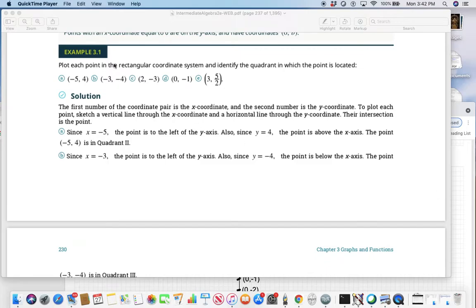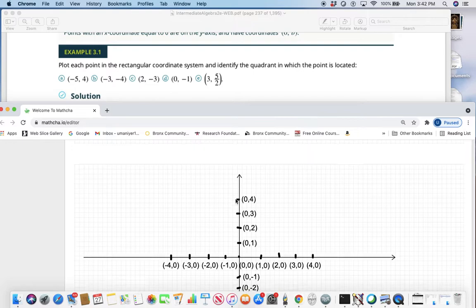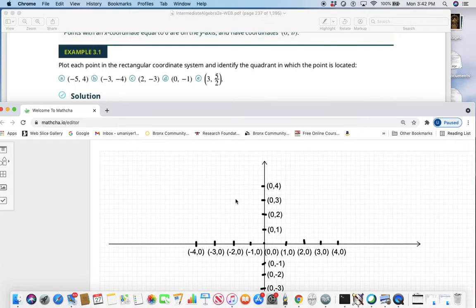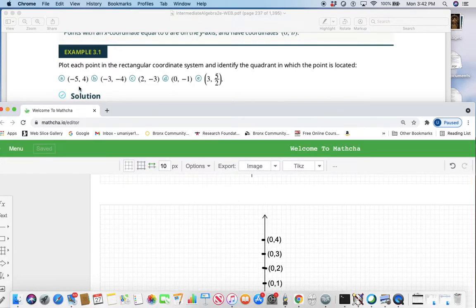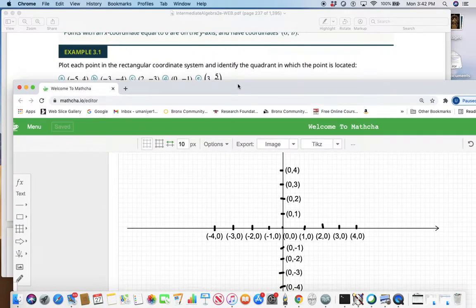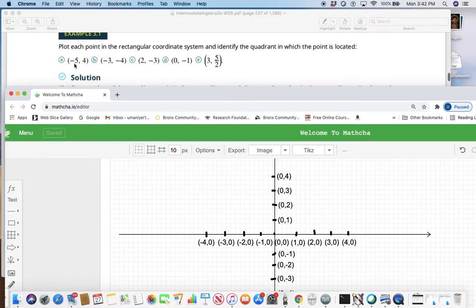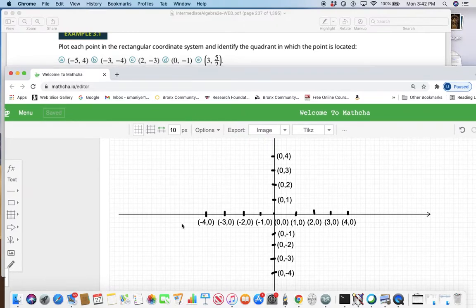Come back. Example 3.1. Plot each of these points. Okay, negative 5, 4. So that says x equals negative 5, y equals 4. So start with a horizontal line and start with a vertical line. So this is a vertical line.